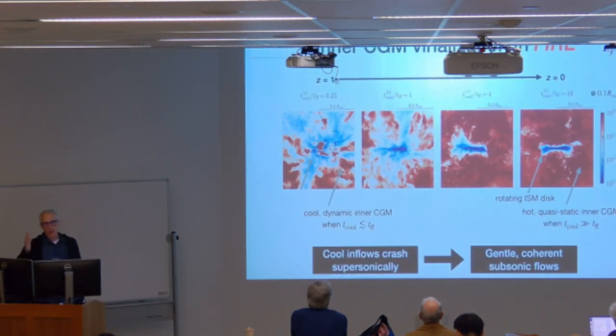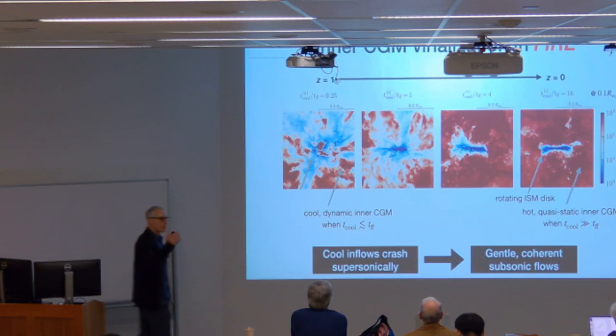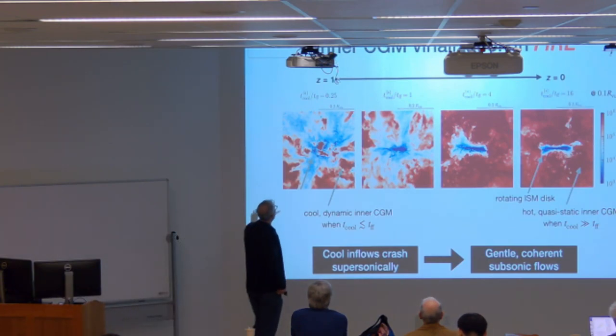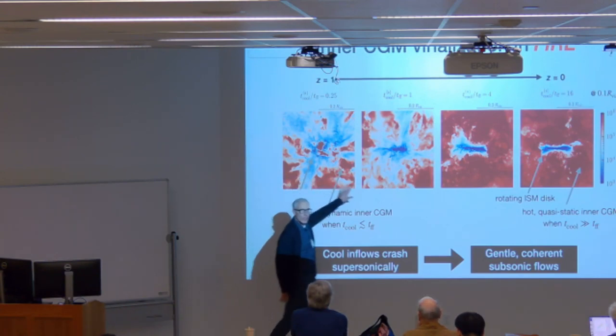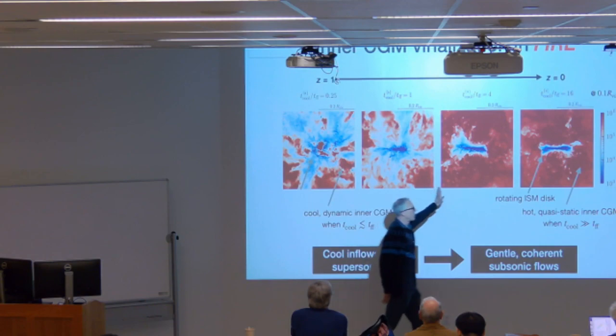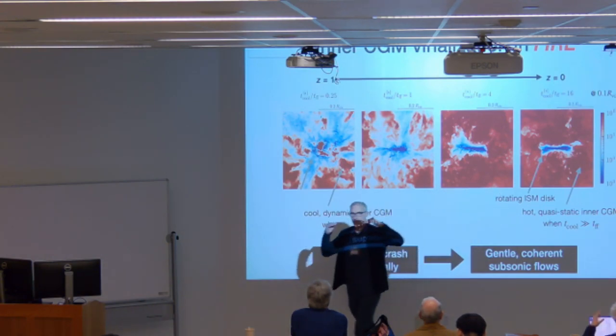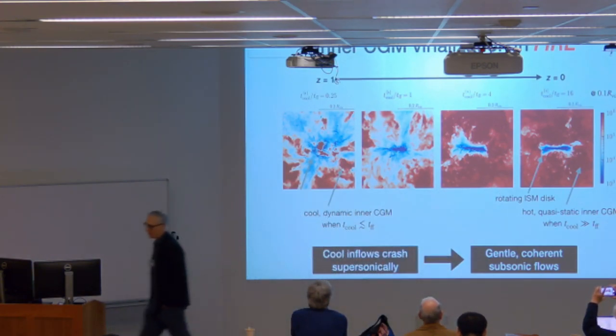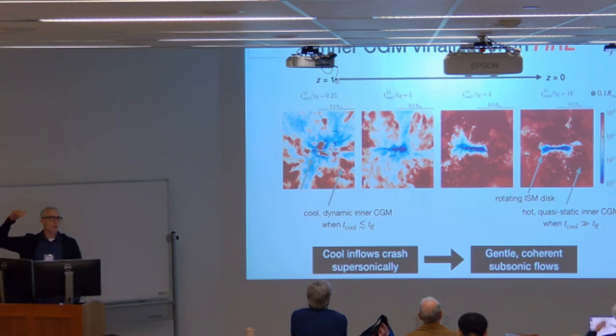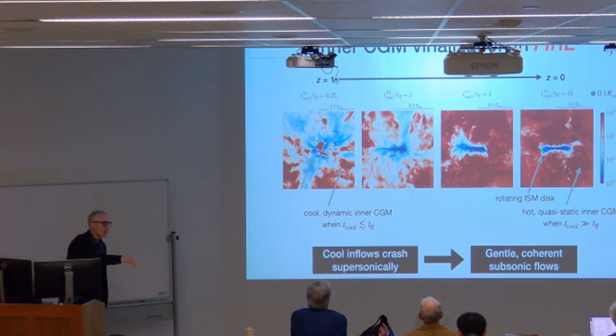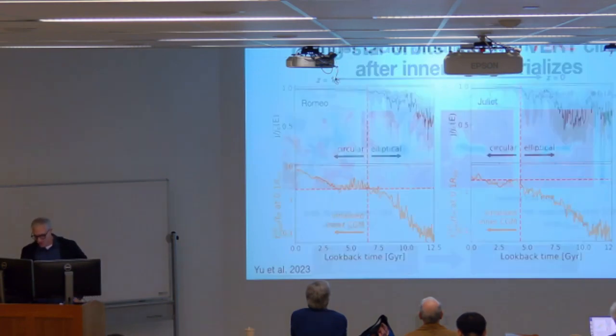Okay, so Claude-Andre talked about this, but I think it's useful to show these pictures again because they're very useful. At early times, we have this cool, dynamic inner CGM. The inner CGM virializes, and only after the inner CGM virializes do we start to see the emergence of this kind of disk phase. Early on, it's supersonic flows that are crashing in like crazy. At late times, it's gentle accretion, so that's important.